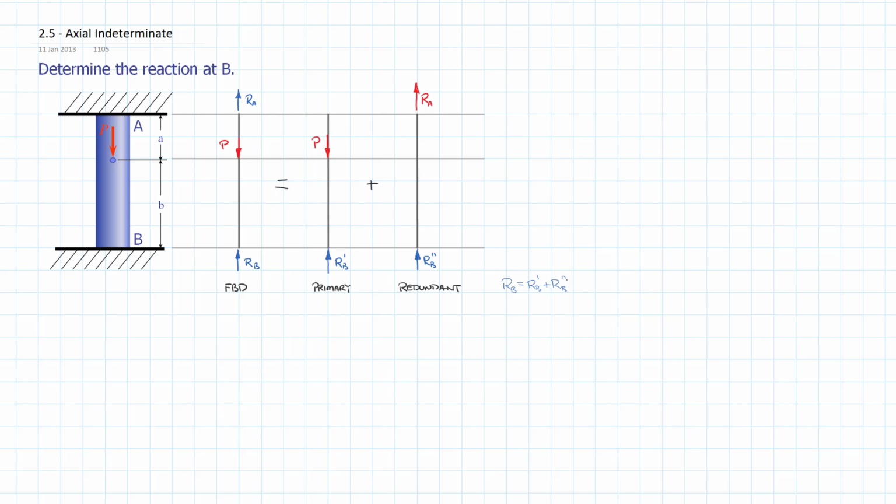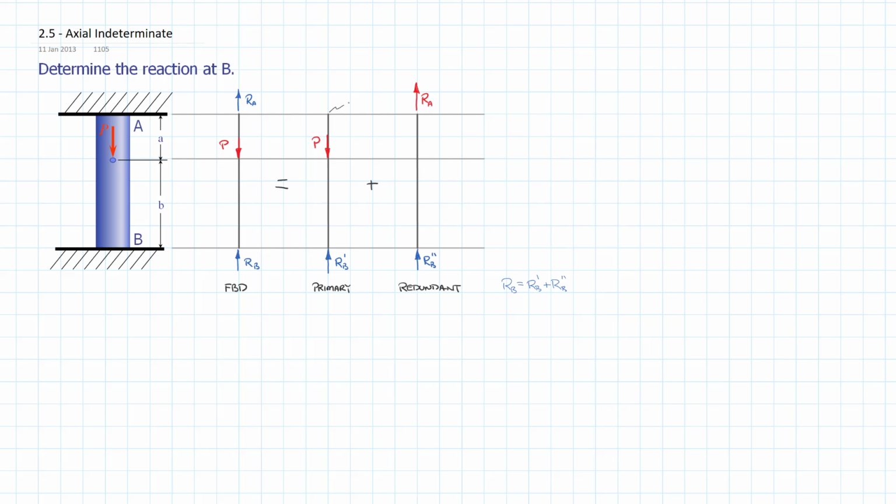The one thing we haven't done yet is figure out what our compatibility equation is. So what we need to do is look at the displacements of the primary and the redundant system. So I'm going to point very specifically to what our displacement will be at the end.